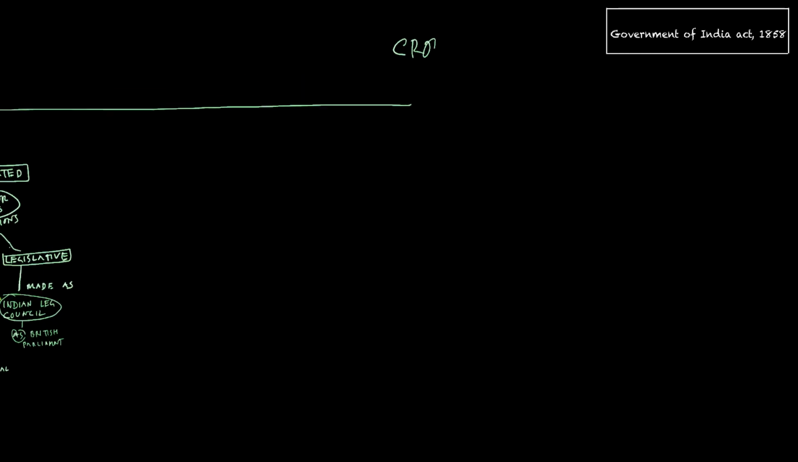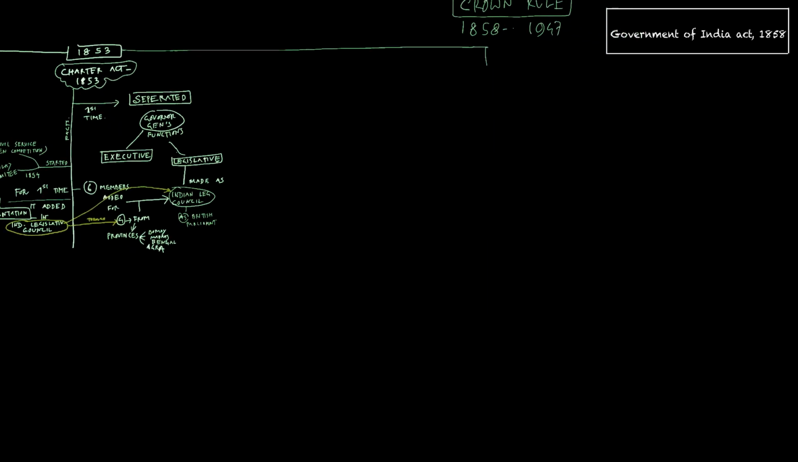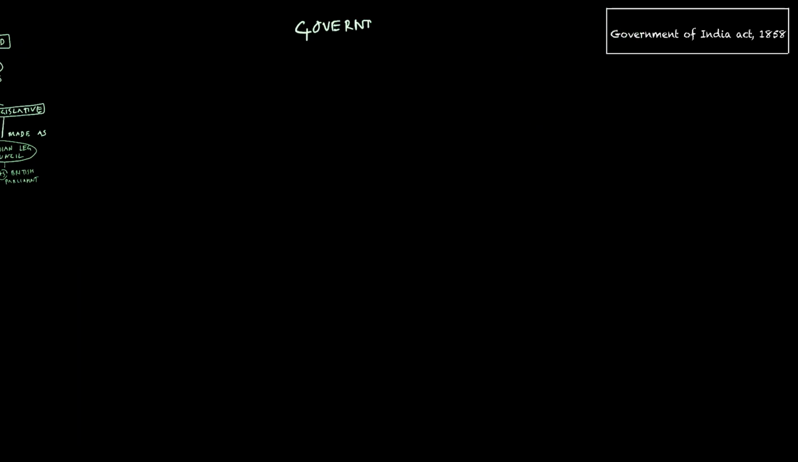Now, we'll move to part 2 of the British governance in India, known as the Crown Rule. So let's begin.